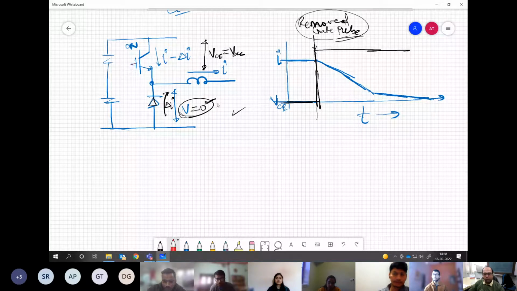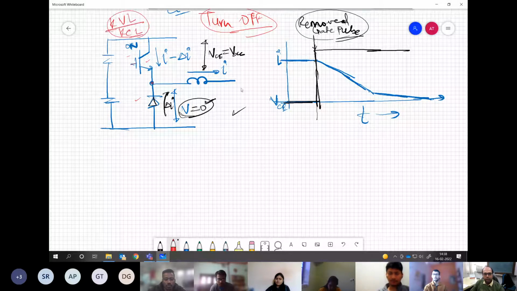So now we are looking for the turn off of the IGBT. So basically when we say this, we are looking for turn off transition. That means the device is on, and then we are going to have current transition from the device to the diode. So again, we have to ensure that KVL, KCL are always satisfied. These are the most fundamental principles.